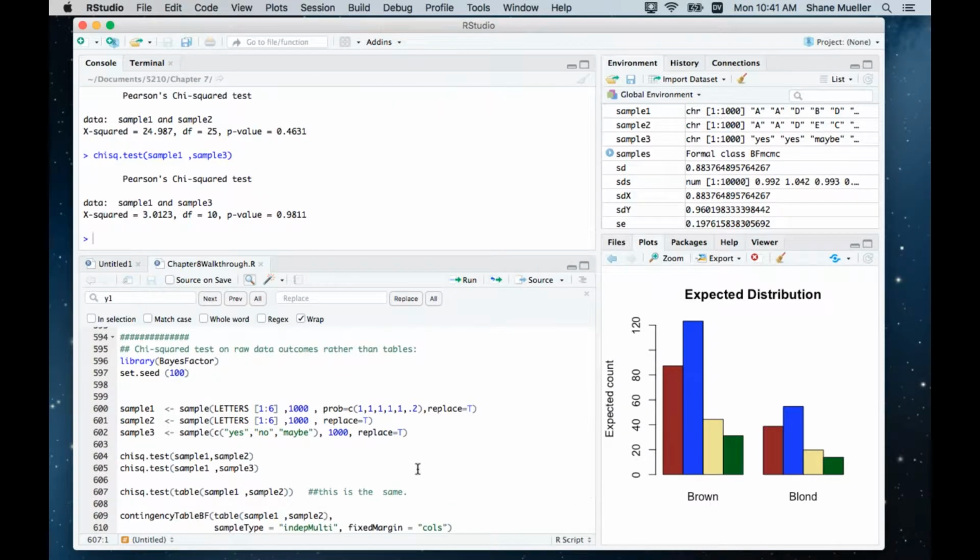Or I could do 1 versus 3. And here again, the p-value is very large. This is very likely to have happened just by chance, which is good because they were created independently.